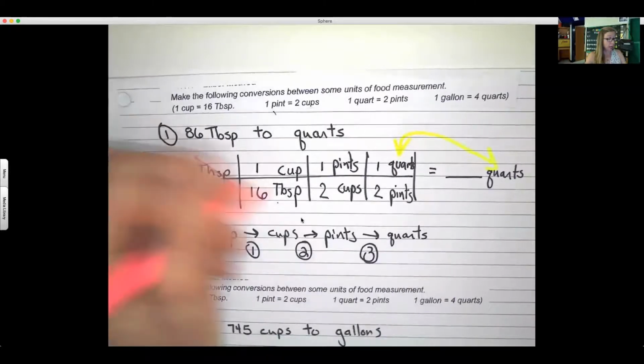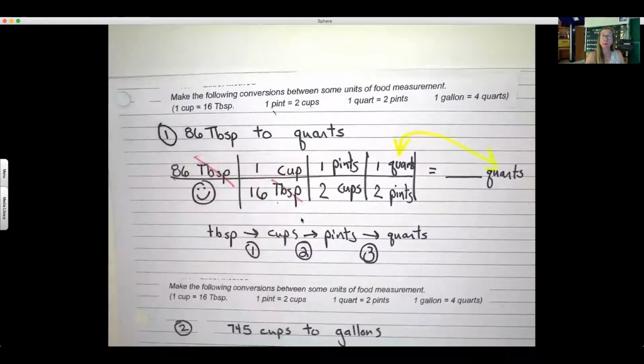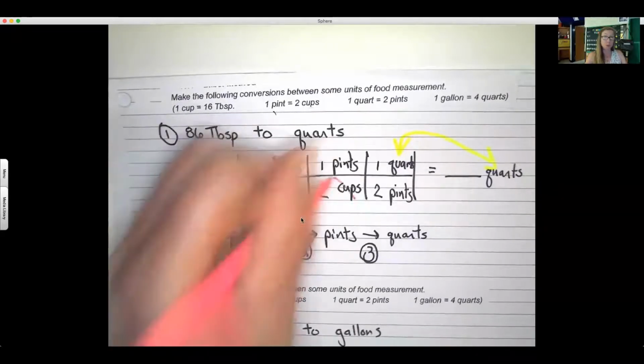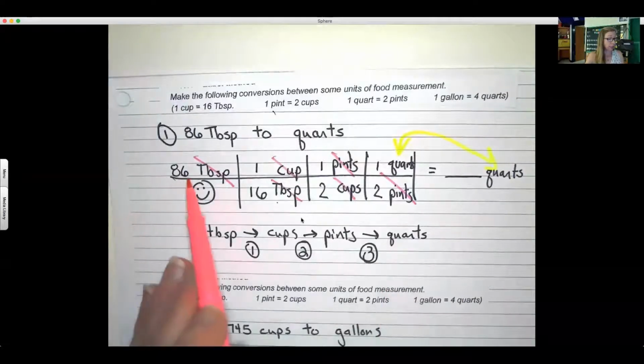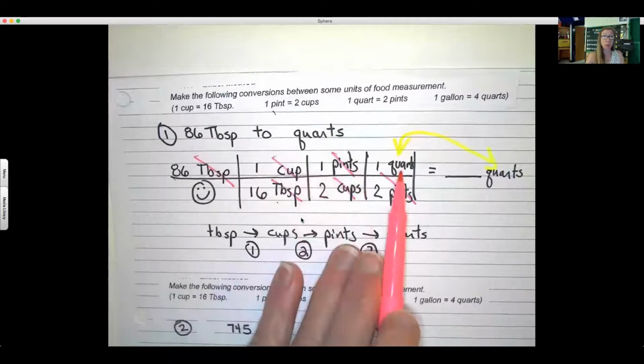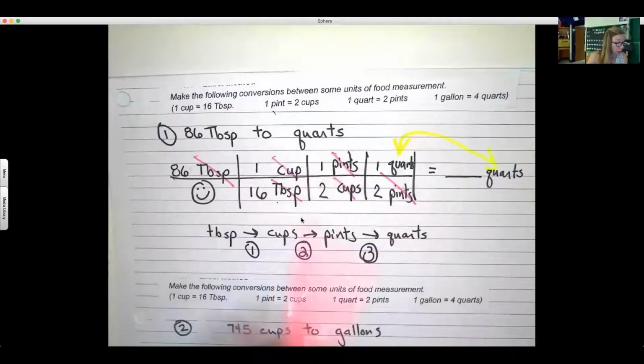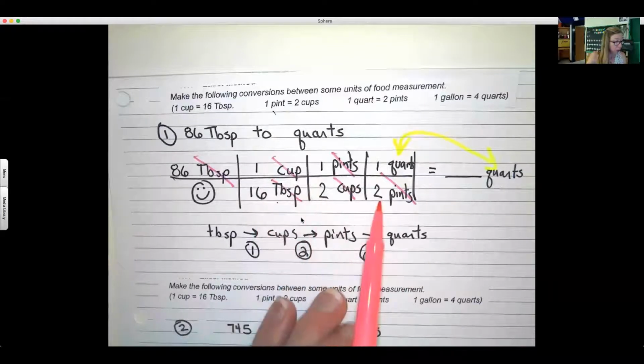Simplify. Tablespoons cancel. Cups cancel. We have 1 on top and 1 on bottom. Pints cancel. We have 1 on top and 1 on the bottom. We're left with quarts. So now we just do the math. 86 times 1 times 1 times 1 divided by 16 times 2 times 2.